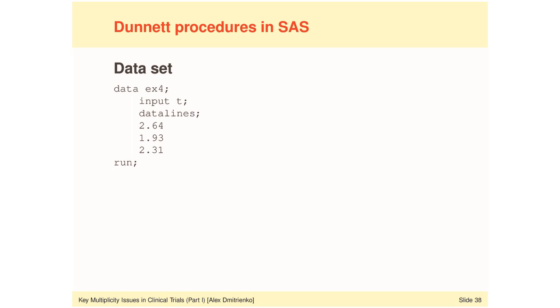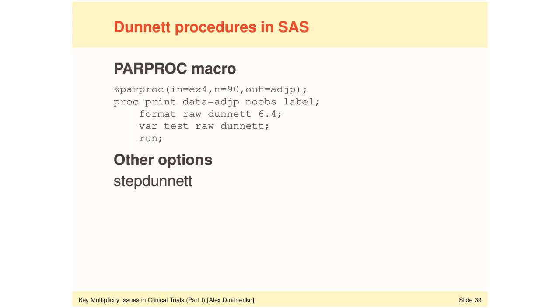Beginning with the SAS macro, we need to specify the hypothesis-specific test statistics. These statistics are saved in the dataset called EX4. The dataset EX4 is passed to the Paraproc macro along with the common sample size per arm. It is a required parameter, n is equal to 90 here, and the macro produces a dataset with multiplicity adjusted p-values. This macro, as I pointed out earlier, also supports the step-down Dunnett procedure, and the variable name in the adjusted p dataset, which corresponds to the adjusted p-values based on the step-down Dunnett procedure, is stepdunnett. This variable name is shown at the bottom of the slide.